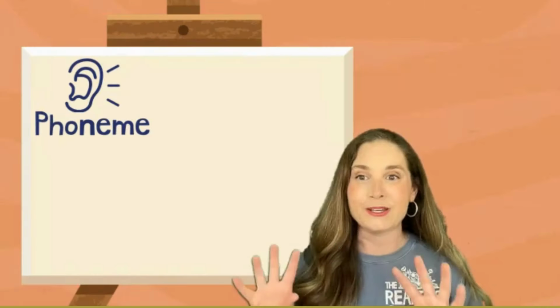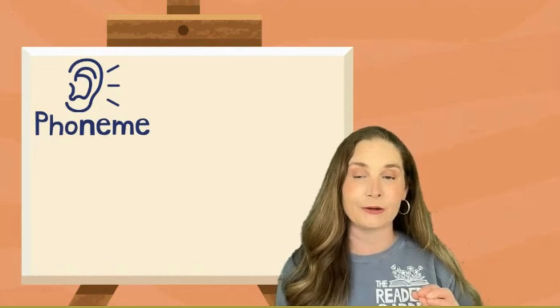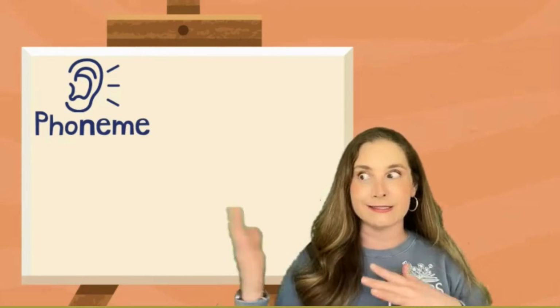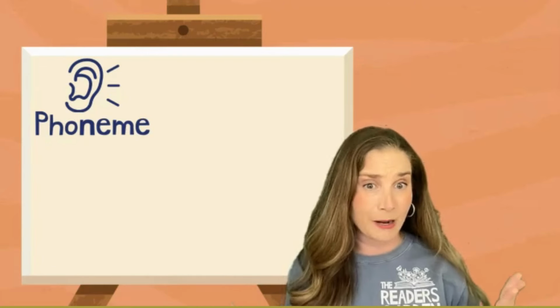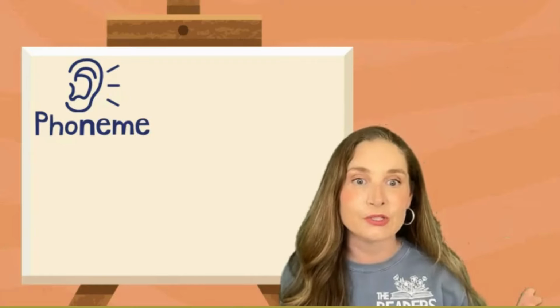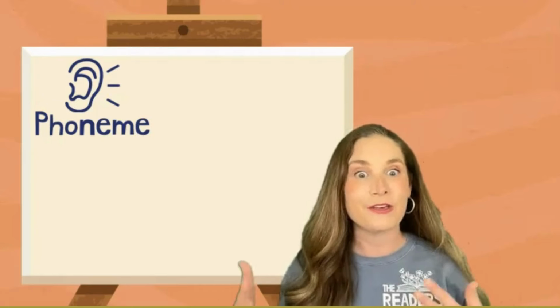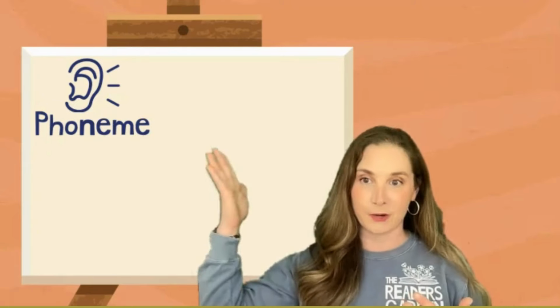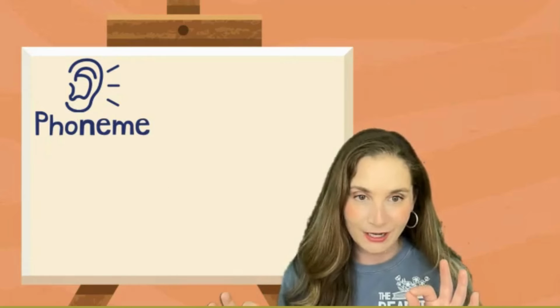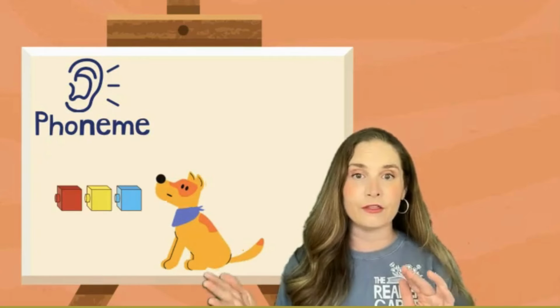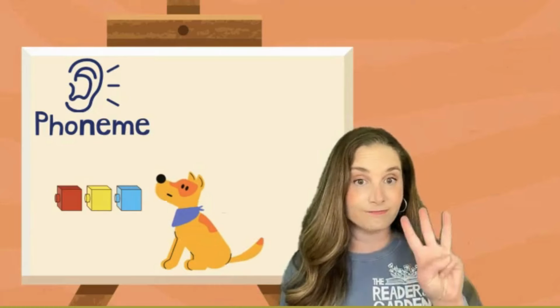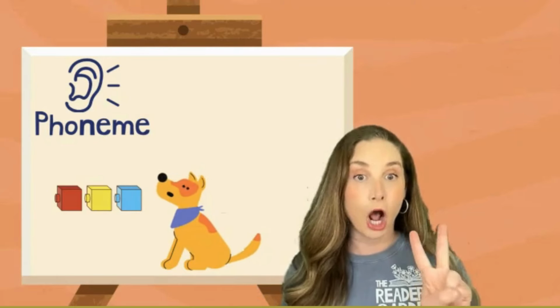Before we dive in, we need to talk about some really important terms that are key to understanding the science of reading, which is a term you've probably heard teachers use or heard in the news about how children learn to read. The first key term is phoneme. Phoneme means the smallest unit of sound in a word. For example, the word dog has 3 phonemes: d, a, g.